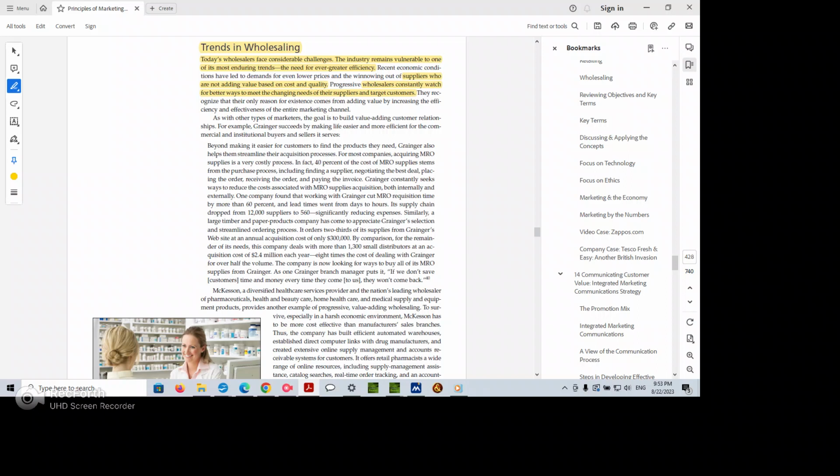They recognize that their only reason for existence comes from adding value by increasing the efficiency and effectiveness of the entire marketing channel. So that's the purpose. As with any types of marketers, the goal is to build value-adding customer relationships. Okay?